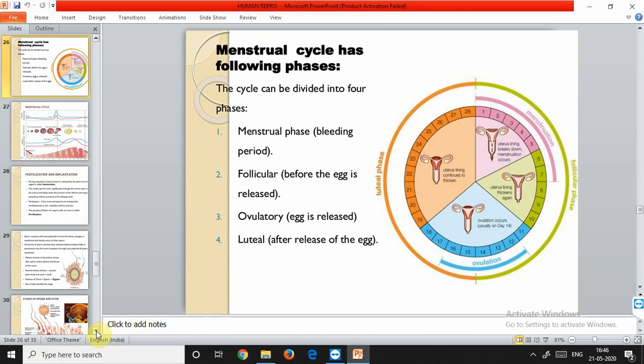What are the changes? The corpus luteum, which is yellow in color and formed from the empty Graafian follicle, starts to increase in size, and this marks the starting of the luteal phase. The increase in the corpus luteum shows that the luteal phase has started. Now the corpus luteum secretes the progesterone hormone, which induces the changes.